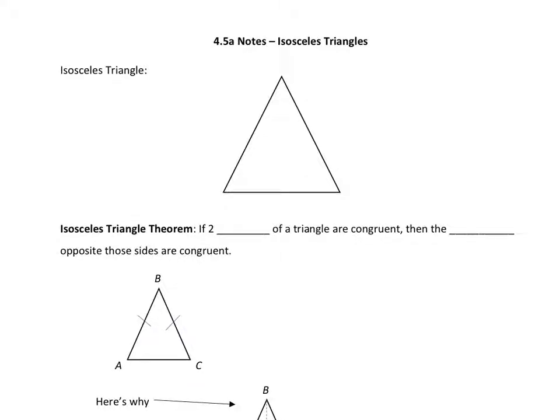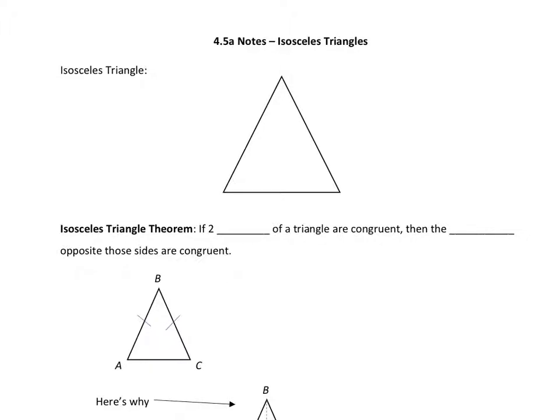What do you know about isosceles triangles? Do you know what the definition of an isosceles triangle is? That's equilateral, but it can be all three. It has to be at least how many? 2, right? So an isosceles triangle is technically 2 or more sides that are congruent in a triangle.